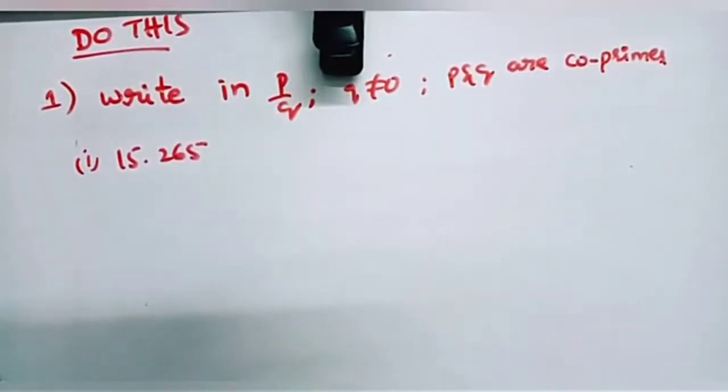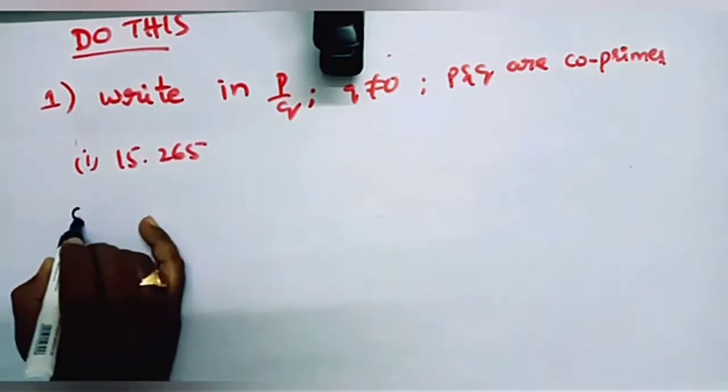Next, to do this, write the following terminating decimals in the form p by q, where q is not equal to 0 and p and q are co-primes. The first question is 15.265. Now we are writing this decimal in the form p by q, like a rational number.